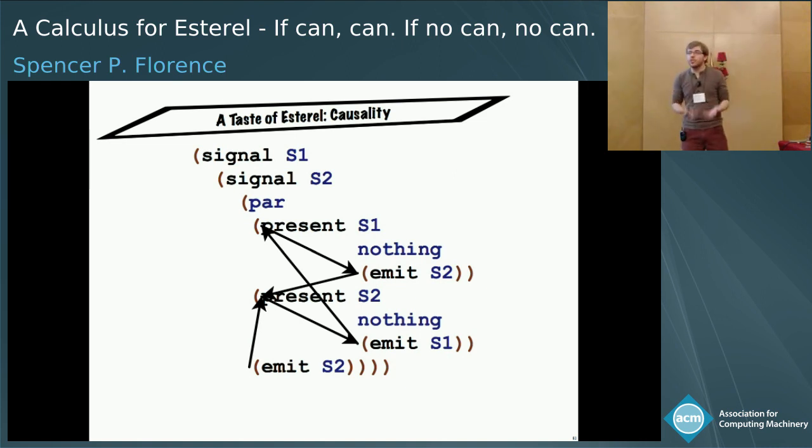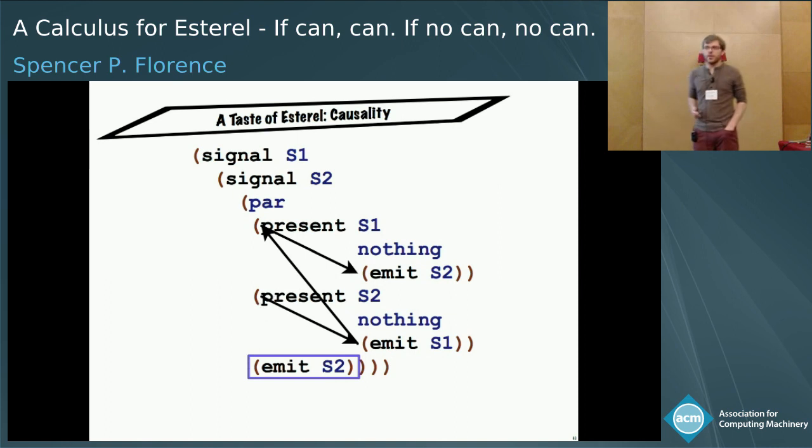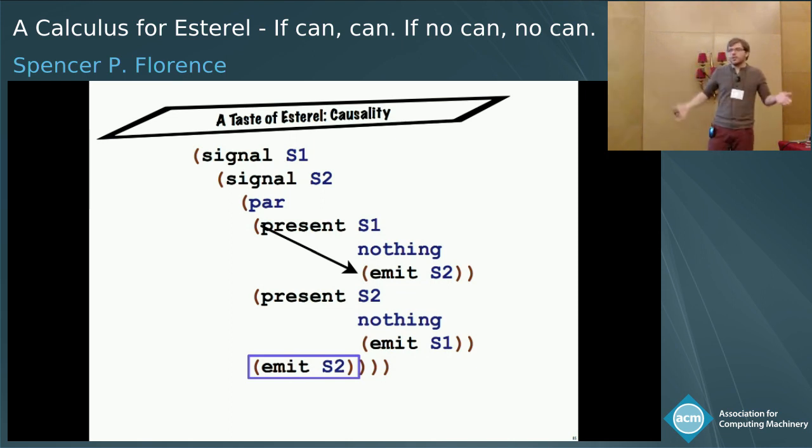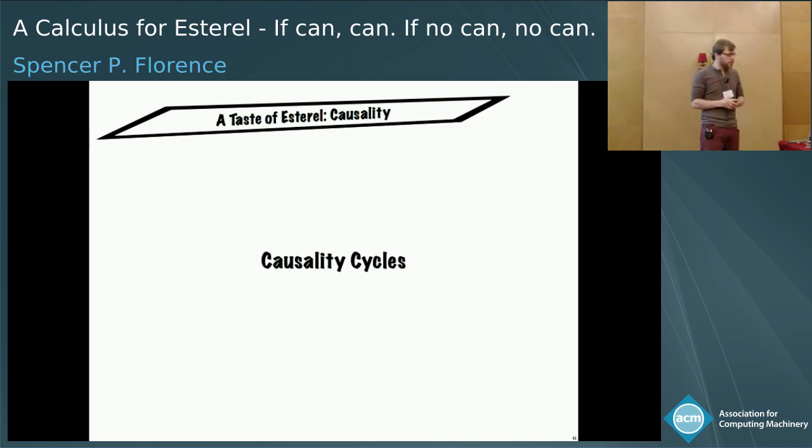Well, we can use the same reasoning we used before to help break this cycle and figure out what this program means. S2 must be emitted, so I can cut this causal arrow. And I can cut the one from the other emit of S2 because it doesn't matter, emissions are idempotent. And I know that S2 is present, so I can cut the causal arrow to the else branch of that conditional. And then that conditional is not reachable, so I can cut that causal arrow too. Now look, we've erased the cycle, and we can see that S1 will be absent. So this is how we reason about causality cycles.